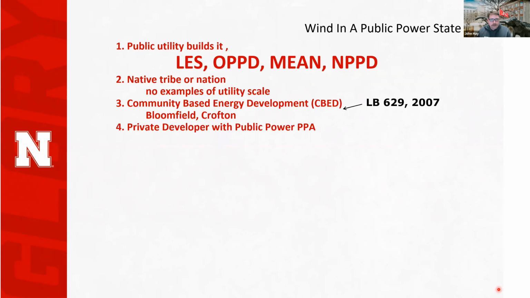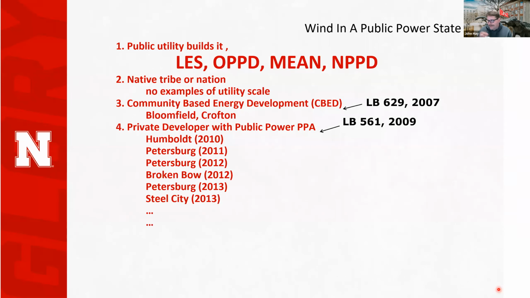So the legislature started to think about other ways. They wrote another law that said if the private developer had a long-term power purchase agreement, PPA, with a public utility, then they would waive the eminent domain authority and let that development happen. That law passed in 2009, and essentially all the developments in Nebraska came after that, predominantly based on it. So that was a big change.